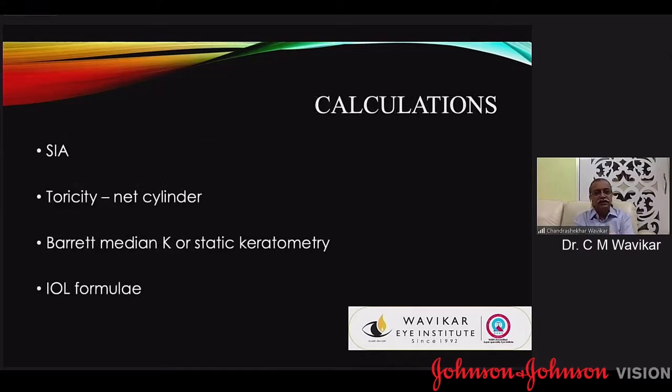Then calculation, SIA. Today the calculation of SIA is not important. We can just go by the default value of 0.1 because the differences have become subclinical. Net cylinder: we have to see what the patient is going to get at the end of the surgery, and that's why calculating net cylinder preoperatively is very important. Whenever we have 3 keratometers giving somewhat different readings, Barrett medium K comes to our rescue. But if the 3 readings are too helter-skelter, better rely on static keratometry.